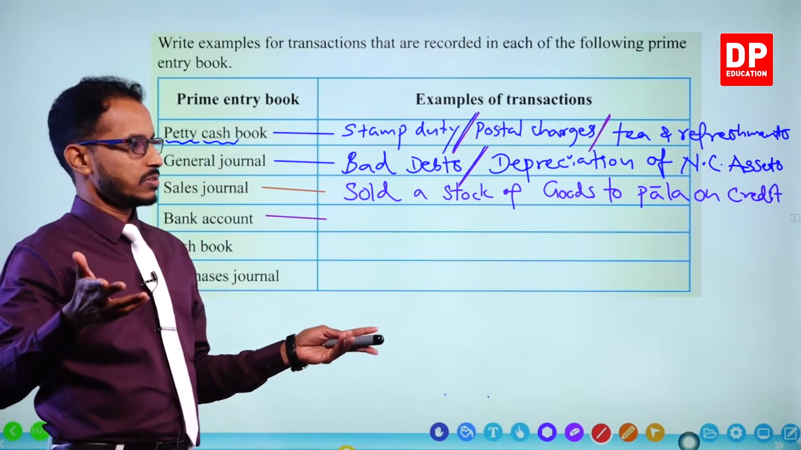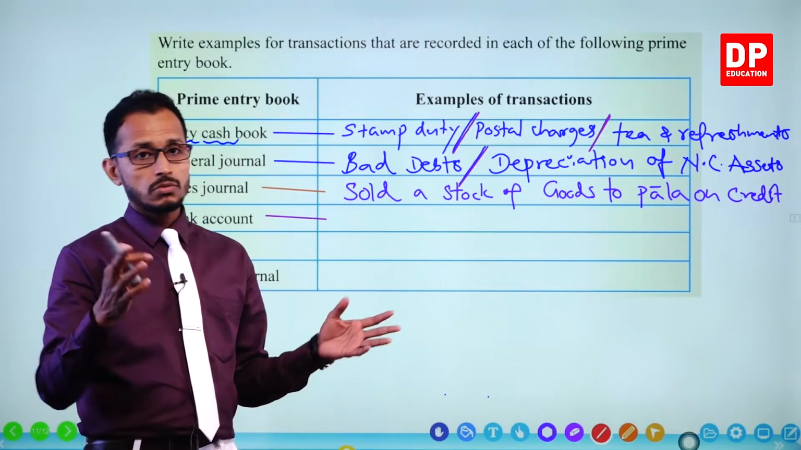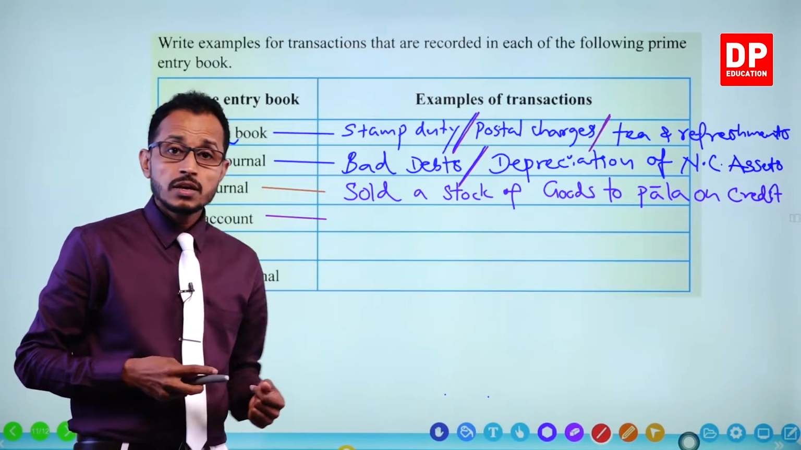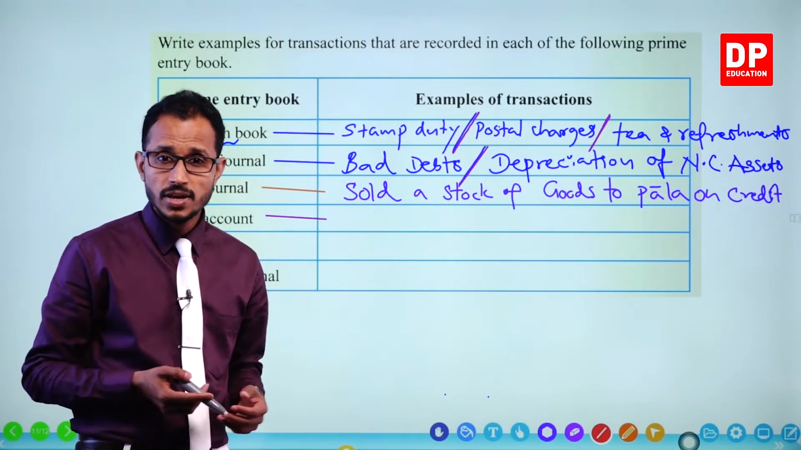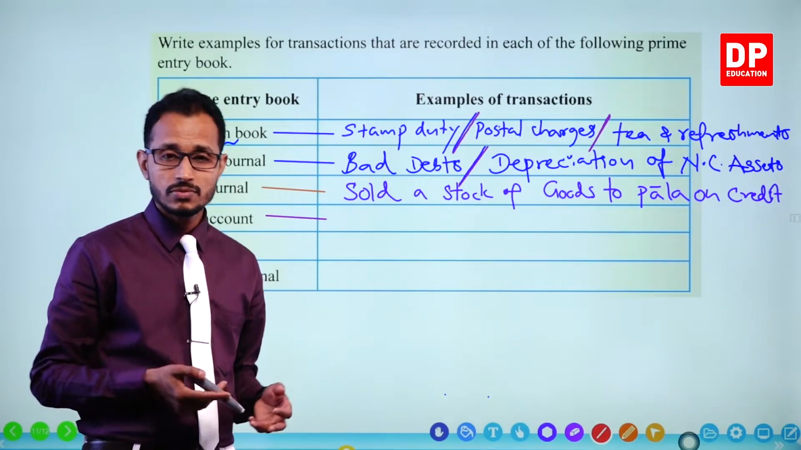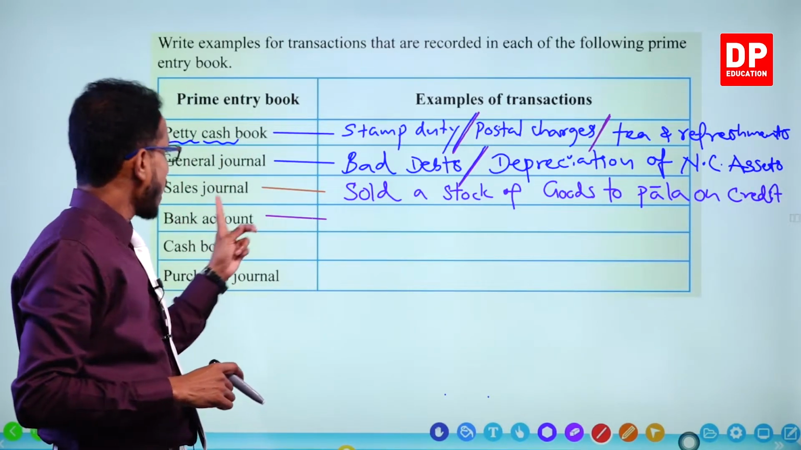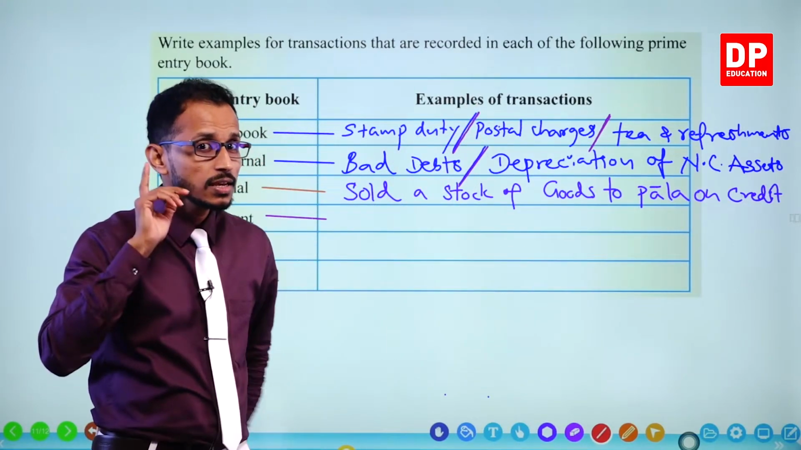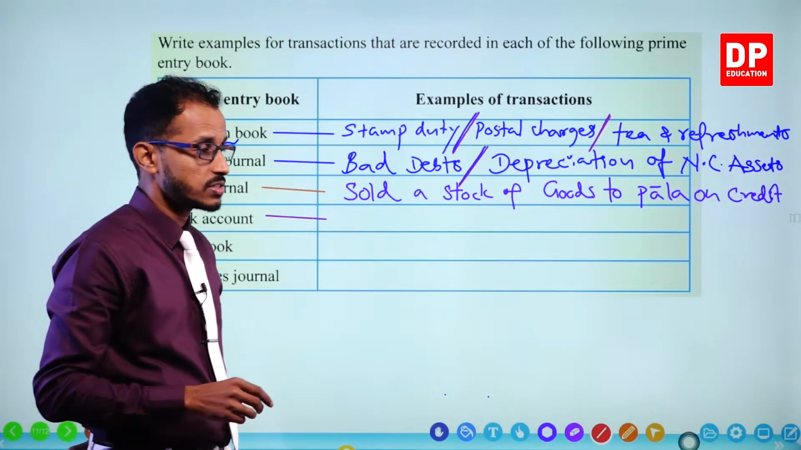When I say we know, children, you know the answer to this. Or when I say we already have discussed about this, I'm expecting answers from you. That's why I say that we know, we have learned. You should answer. Bank account is used to record what type of transactions? Bank transactions. Yeah, that's right.